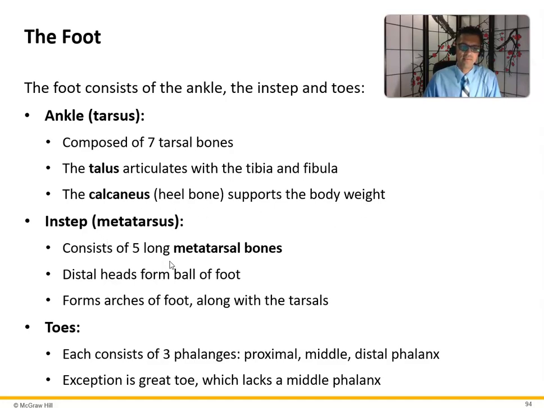The instep consists of 5 long metatarsal bones. So if you have 5 metacarpals, you have 5 metatarsals down there. And then toes, each consists of 3 phalanges, the proximal, middle, and distal, just like the hand. And the big toe, just like the thumb, only has the proximal and the distal.